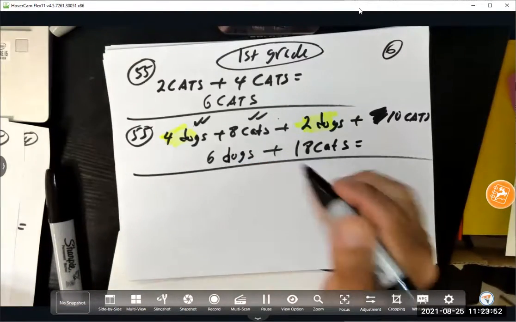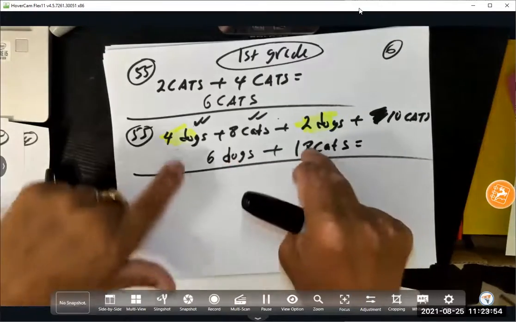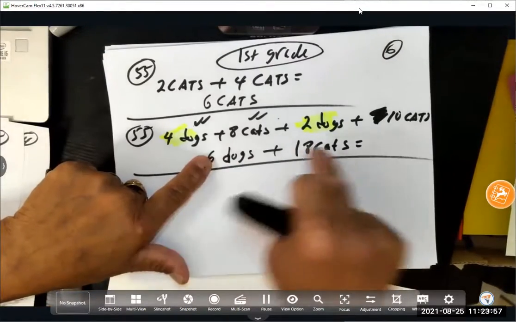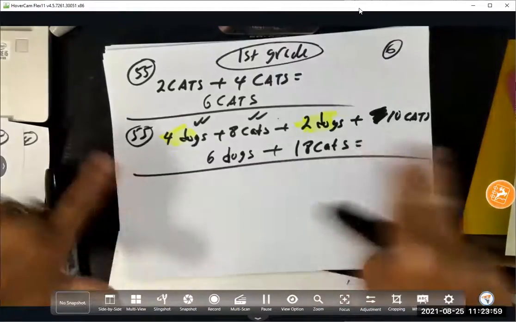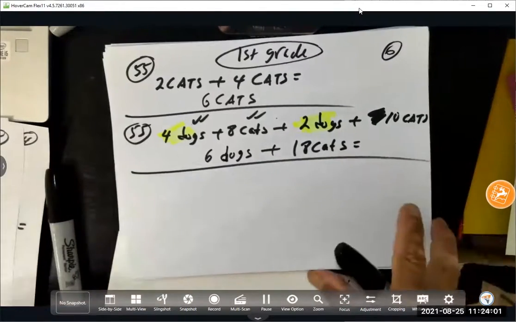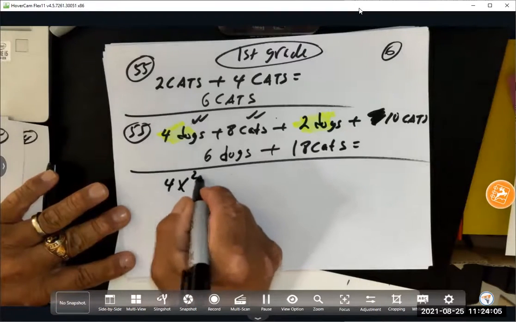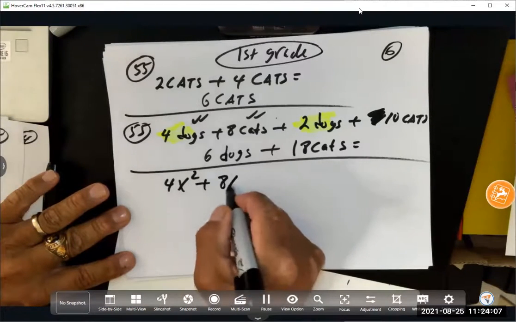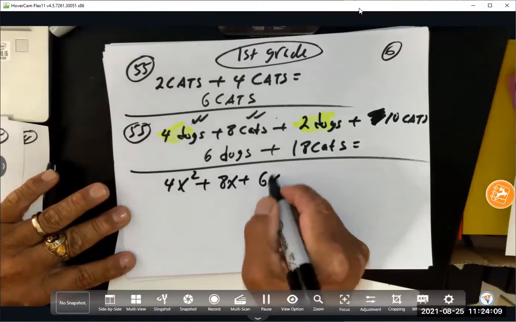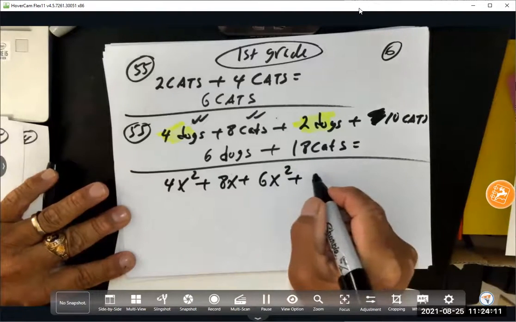Okay. So I can't put them together. I can't say if I put this and this together, that's dogs. So I can put this and this together, and that's cats, because they're separate. They're not the same. Does that make sense? So the squares. Let me do this. You have 4x squared plus 8x plus 6x squared plus 9x.